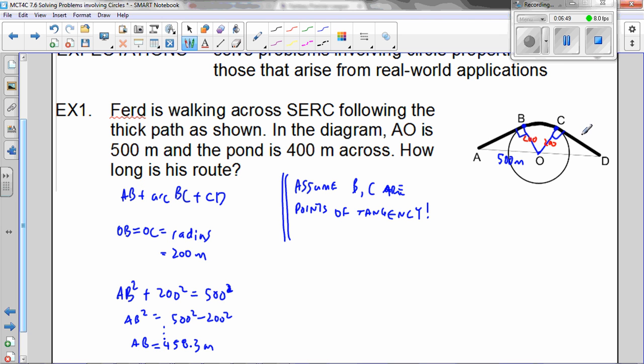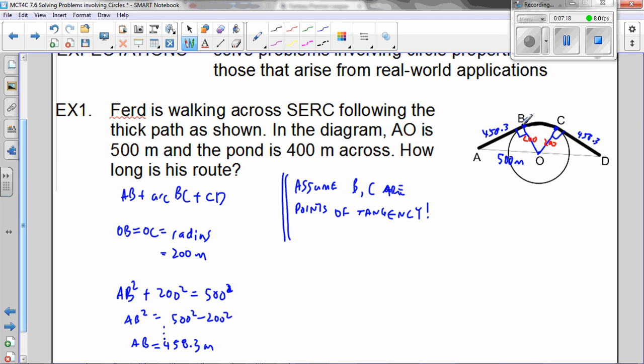And notice also here that since this is 200 and this is 90, this length is 500 as well, right? Because these two triangles here, AOB and OCD, are exactly the same size. So that means this is also 458.3. This is 458.3.